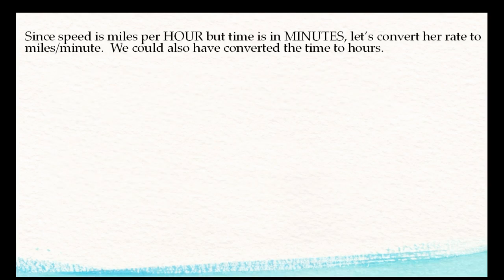Since speed is in miles per hour, but the time is in minutes, we don't want to mess up and use wrong units. So let's convert her rate to miles per minute. Note that we also could have converted the time to hours. So 20 miles per 1 hour, if we multiply that times a conversion amount, we know that 1 hour is the same as 60 minutes. The hours cancel out and we'll leave 20 divided by 60, which reduces to 1 mile every 3 minutes.